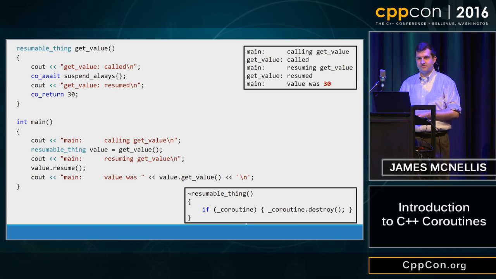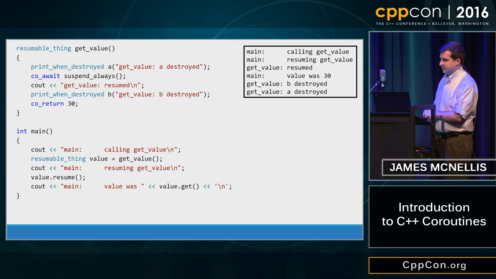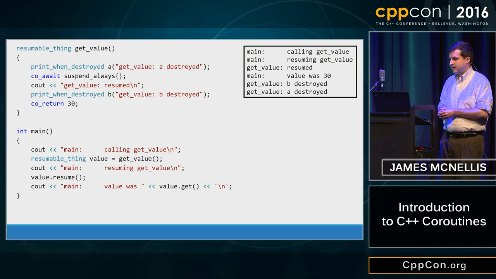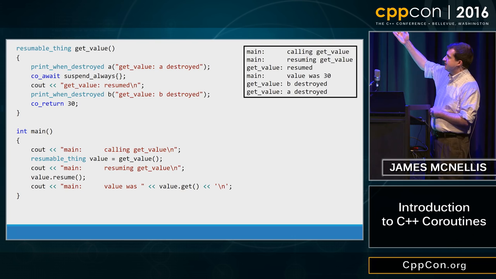And how does coroutine destruction work? Someone already alluded to this before. When you destroy a coroutine, it's basically as if you had returned from the last suspension point. So here, for example, if we imagine that we have a type that just prints out a message in its destructor, inside of this resumable thing, we construct two of them, and we have a suspension point between them. And in the main function, we construct this resumable thing, we resume it, and then we end up destroying the coroutine frame when the resumable thing is destroyed. And you can see here that first B gets destroyed, and then A gets destroyed, just as it would be if you were returning from the function.